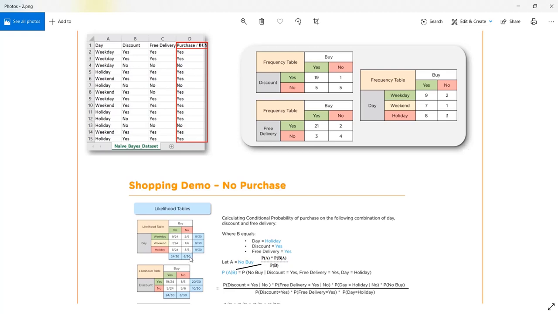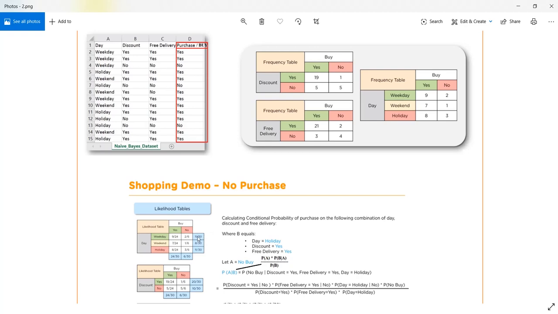And what are these blue cells? Out of 30 observations, there are 24 days where there is a purchase, so this 24 by 30 is the unconditional probability. This is the probability of purchase equal to yes, and this is the probability of purchase equal to no out of those 30 days.